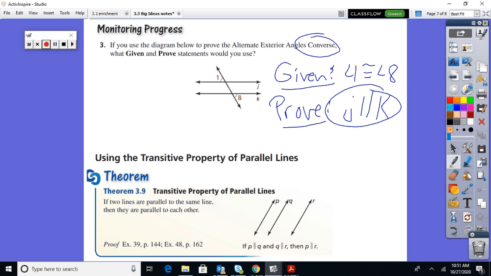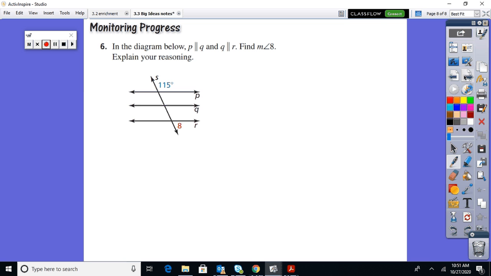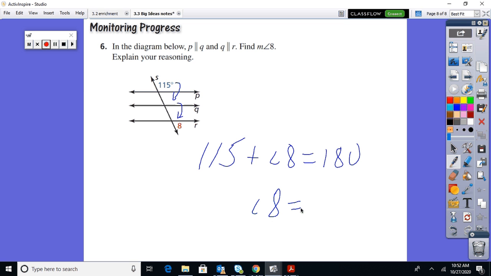All right, using the transitive property of parallel lines. This should be pretty simple. If you've got two parallel lines here, and then these two are parallel, then the first and the last are parallel. And you can use it just the same way we did with transitive property. You have 115, and then you could move the 115 down there. So then you'd have 115 plus angle 8 has to equal 180. So angle 8 would have to be 65 degrees. All right, that's a wrap. Peace.